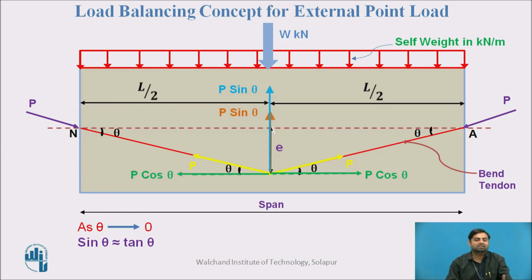Now, as theta tends to 0, theta is very small, we know that sin theta is nearly equal to tan theta. If you consider either of these triangles, with this angle theta, the length from here to here is L by 2 and the total is L. Using tan theta, opposite side upon adjacent side, it is e divided by L by 2. As tan theta is nearly equal to sin theta, sin theta is equal to e upon L by 2.